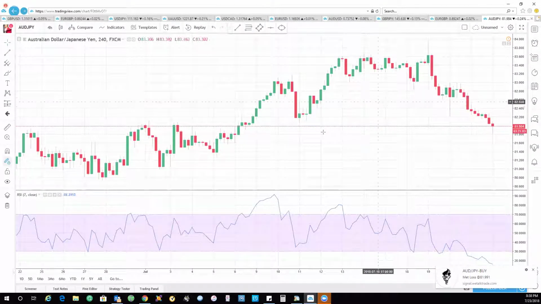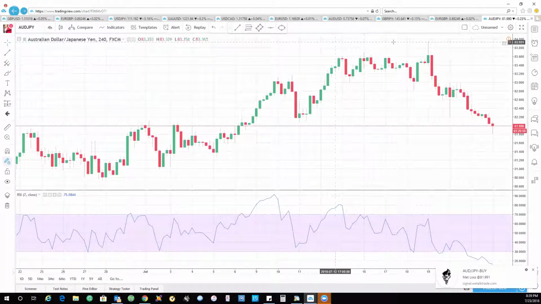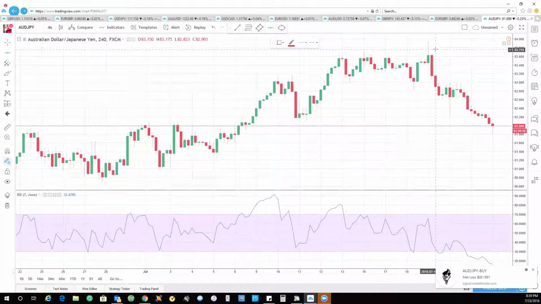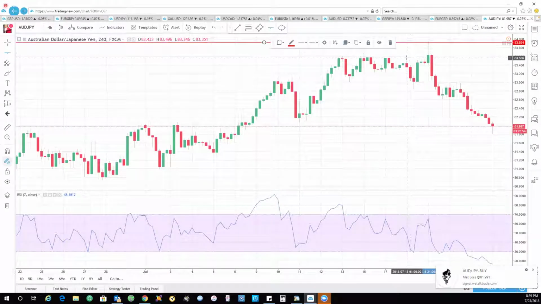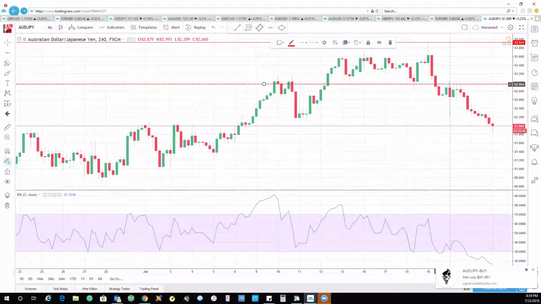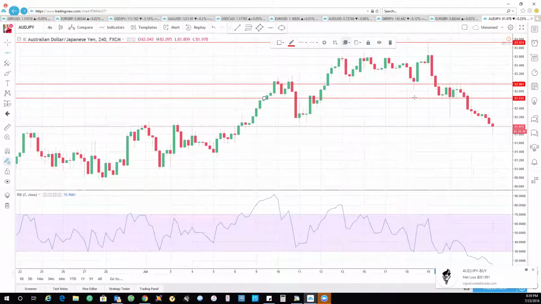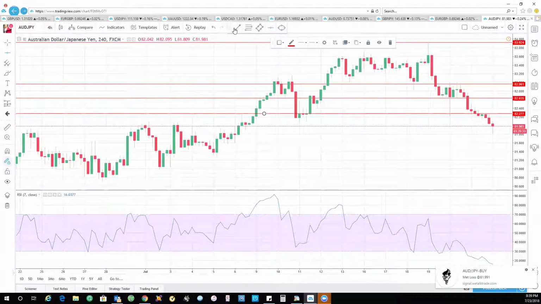Okay, so we got a good one right here. So again, the highest peak always becomes resistance. And we have that right here. Now also, you can draw the support and resistance line before you do your trends. It's just whatever way you feel comfortable doing so. There's no wrong or right way as long as you draw them. So I got my support and my resistance laid out. And one more. And now I'll draw the actual trend line.